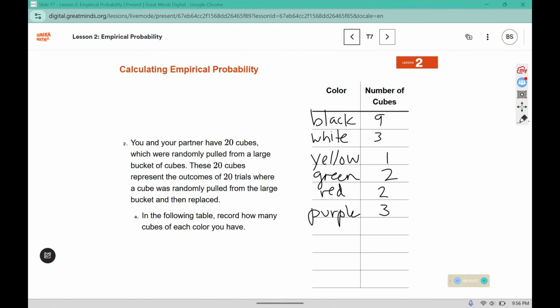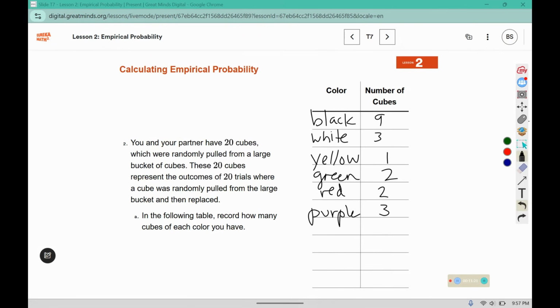All of these were pulled from a larger bucket. In that larger bucket, do you think that there's the same amount of black, white, yellow, green, red, and purple? Well, because we have 9 black and very few yellow, I would assume that the larger bucket has more black in it than yellow cubes.